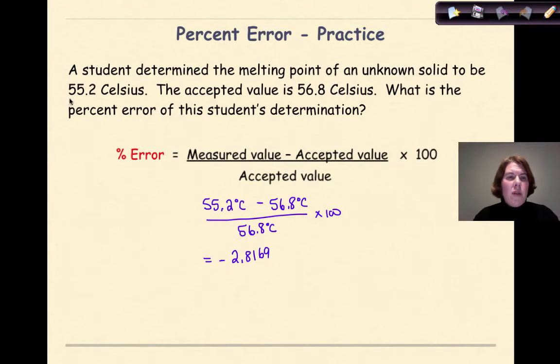I say, well, 55.2 is going to have 3 significant figures. 56.8 is going to have 3 significant figures. Therefore, when I look at my final answer here, I'm going to round this to negative 2.82%, which means that my value is just a little bit below the accepted value. So in the end, again, you want to write out your formula, plug in the numbers that are given to you, solve using the correct math, and then think about significant figures at the end and make sure your answer is to the correct number of significant figures.